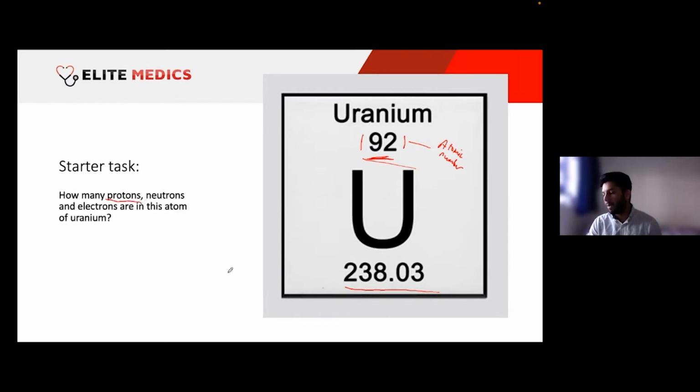Okay, and because an atom is uncharged, an atom has no charge on it, remember, it's just a neutral atom. Remember, a charged particle would be an ion. So an uncharged atom will have the same number of protons and the same number of electrons. So therefore there are also 92 electrons in this atom of uranium.